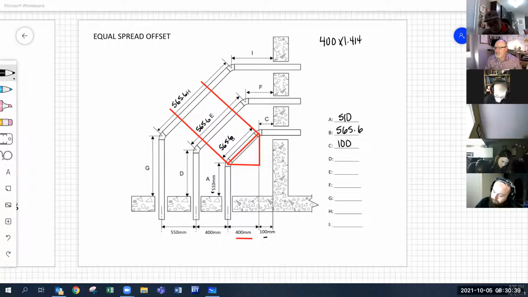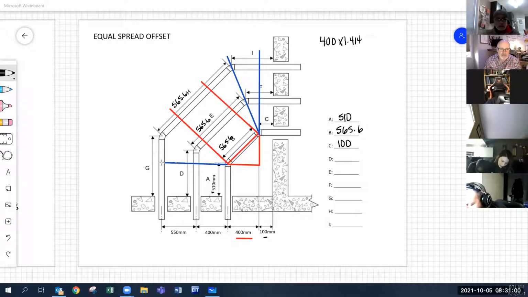Now the next step on this is to extend all of my lines and cut my 45s in half. So I'm going to extend my lines right here. I'm going to cut my 45s right in half. Extend my lines and cut my 45s in half.